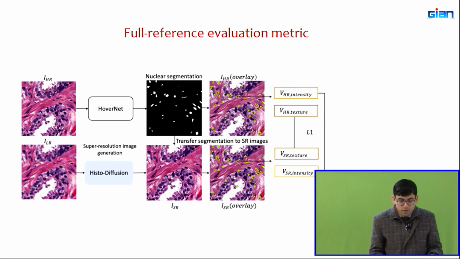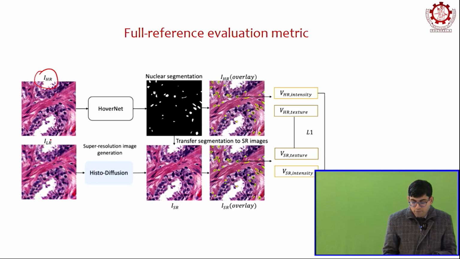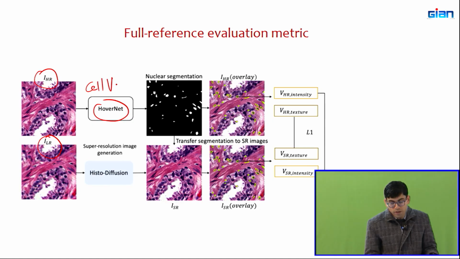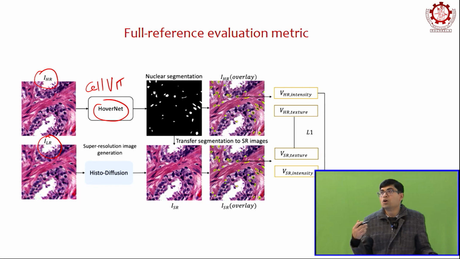We have the high resolution image, we have the low resolution image. If you're interested in working with these images, there are models out there like HoverNet, which I briefly mentioned a couple days ago, and there are other more recent models like CellViT. You can take these models and extract the location of the nuclei, and extract the boundaries of the nuclei, and this is what it is.